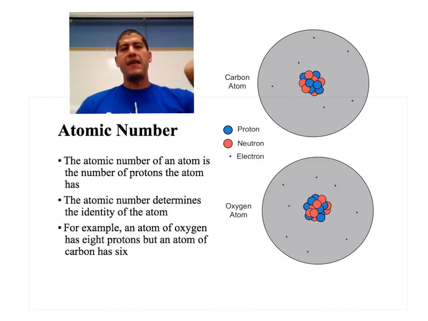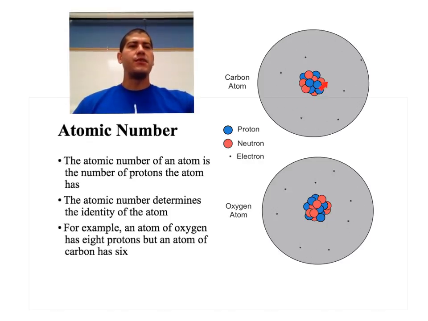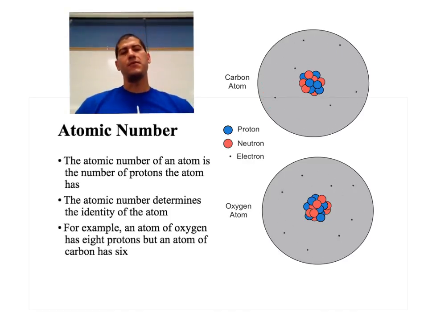Take a look at the atoms on the right-hand side of your screen. Just a quick reminder from last video. Every atom has 2 main regions. The nucleus, where protons, these little blue dots, and neutrons, the red dots, are found, and the electron cloud, this gray area where these electrons, small black dots, are moving around.